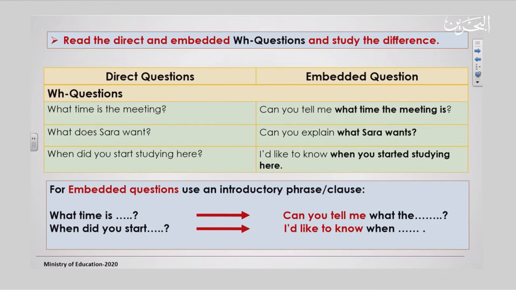Let's talk about it more. For embedded questions, we use an introductory phrase or clause. As we can see here in the first sentence, what time is the meeting? In the embedded question, we put another phrase, which is, can you tell me what the time is? So we have added another clause or phrase. Let's look at another example. When did you start? How are we going to write the embedded question? We are also going to add an introductory phrase or clause, which is, I'd like to know when. So always for WH questions, you use an introductory phrase or clause to form embedded questions.